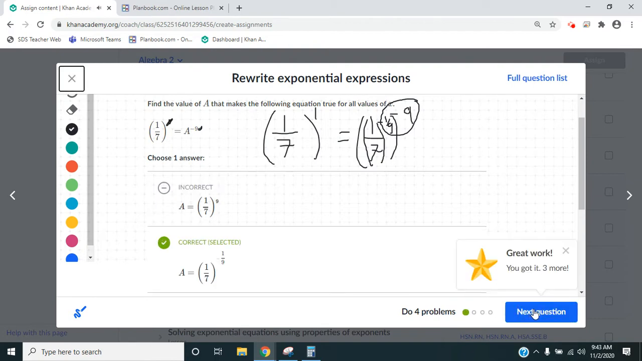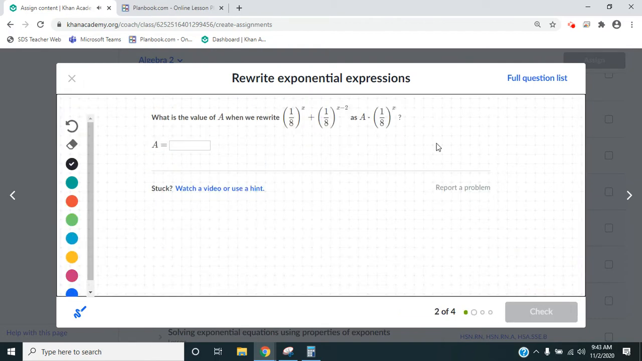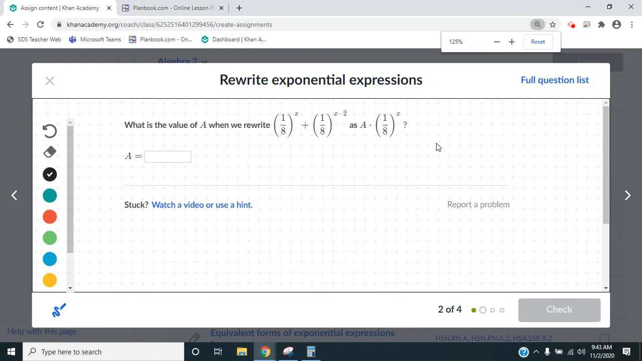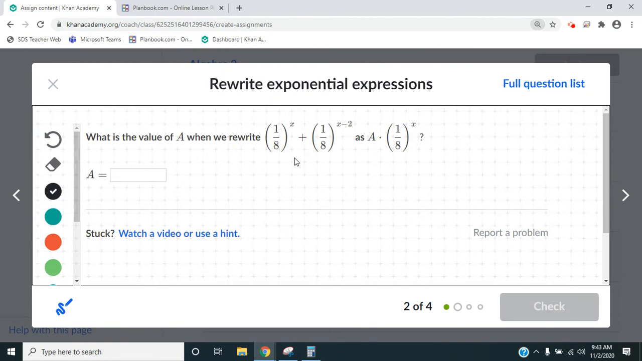Let's do another one. This is a little different. This is saying that these two things are added together. Can you guys see that all right? Is that better? Okay. Now, whenever you see the word as on this assignment, let's replace it with an equal sign. So this plus this equals this. This is kind of confusing.